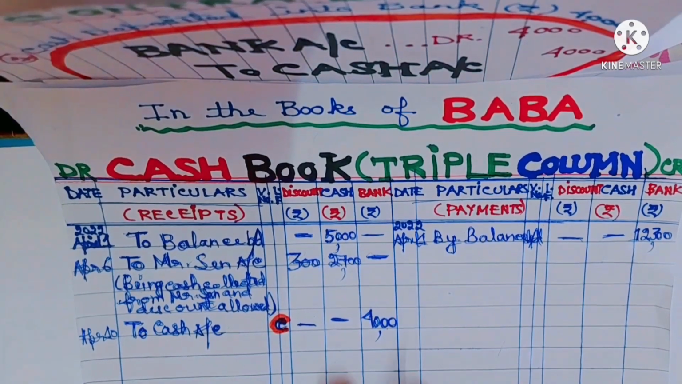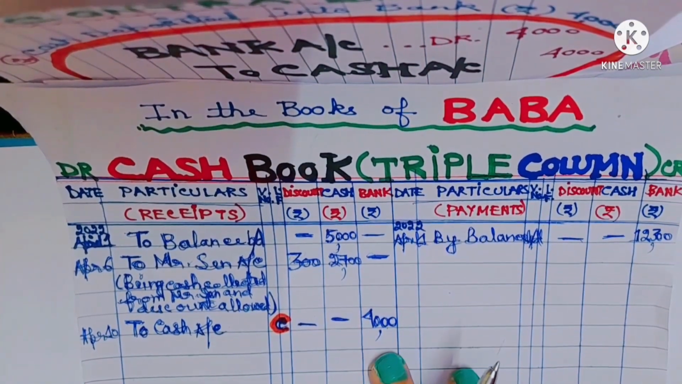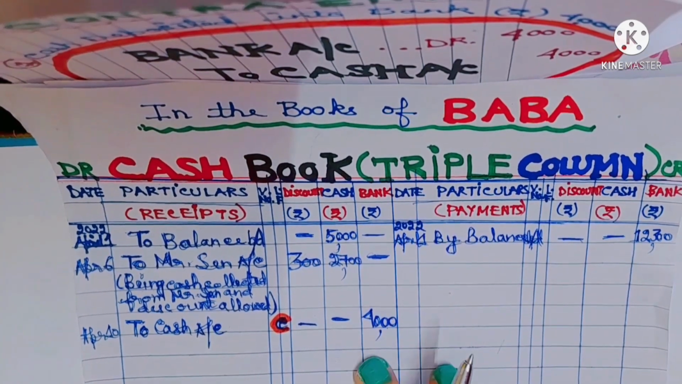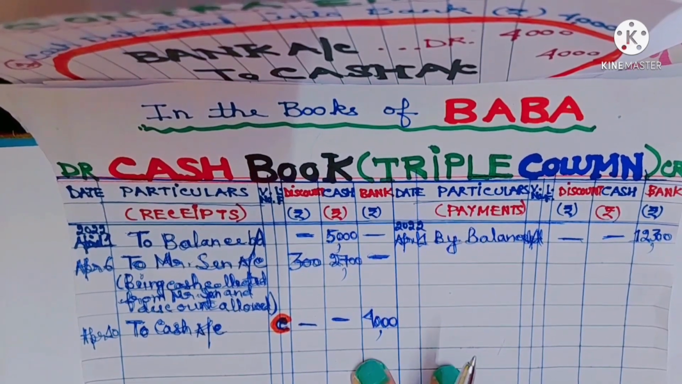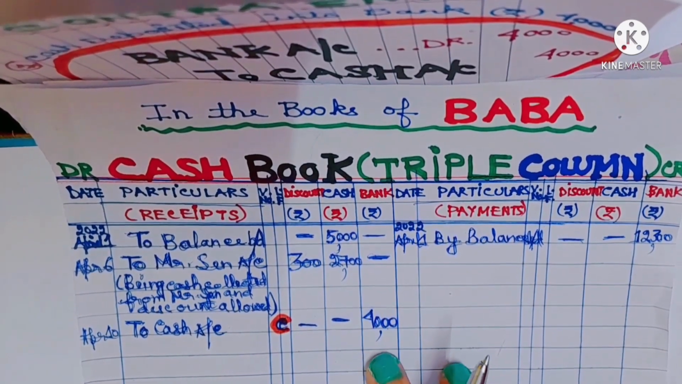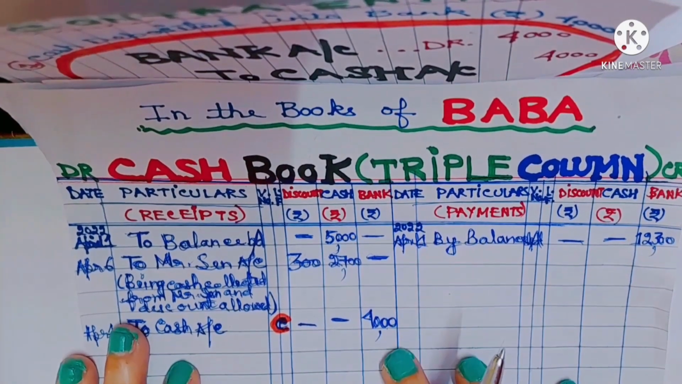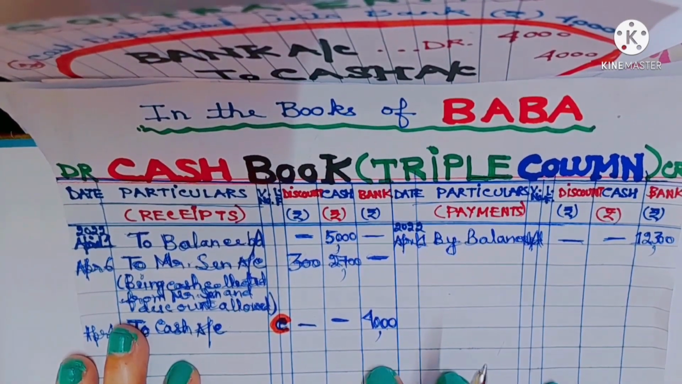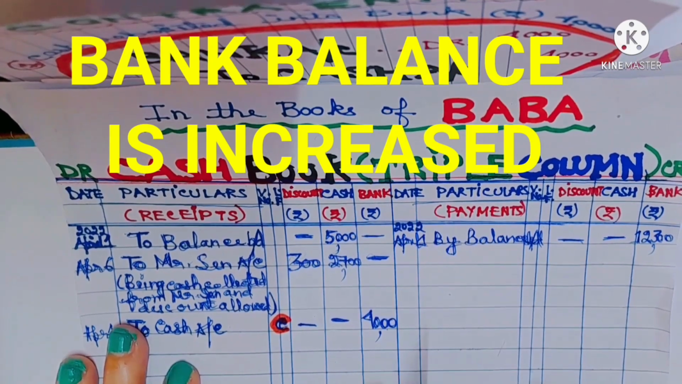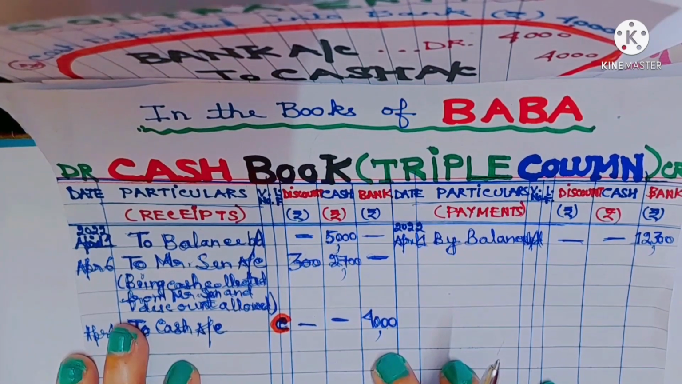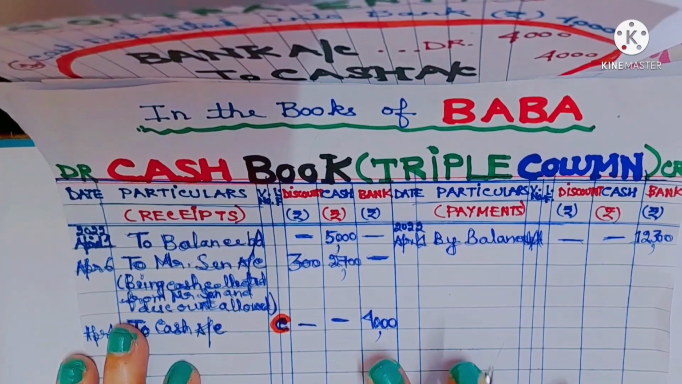Moreover, bank column represents bank account. Bank account comes under personal account. According to personal account, the receiver of the benefit is debited. Here, when cash is deposited into bank, bank is the receiver of cash. So, bank account will be debited by rupees 4,000. And when cash is deposited into the bank, it increases the bank balance and reduces the cash balance. Okay. So, it affects both the cash column as well as the bank column.